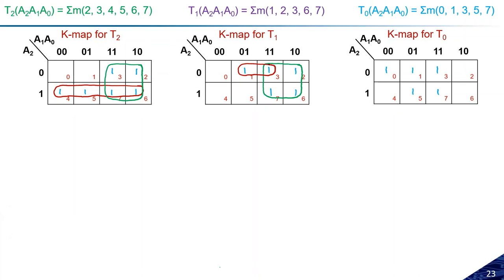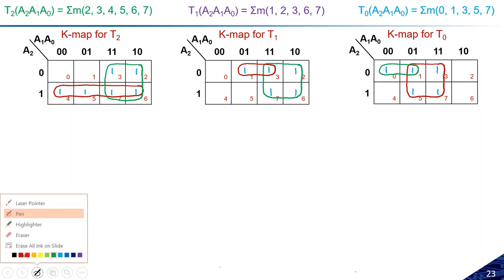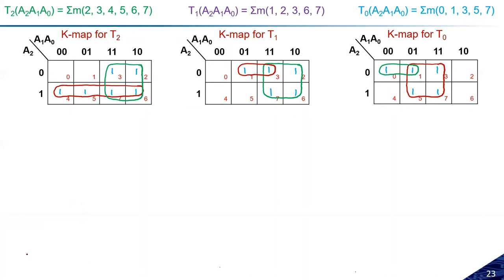Similarly, if you try to see the third one, for T0, I can make one quad with the help of this one, and then I can make one pair with the help of this one. Okay, so these are all the pairings that are possible out of it. Let us try to simplify it, or try to write the simplified function. What are the simplified functions?